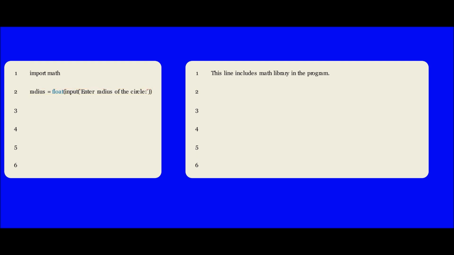In the second line, the value of radius is taken from the user, which is referred to by the radius variable.